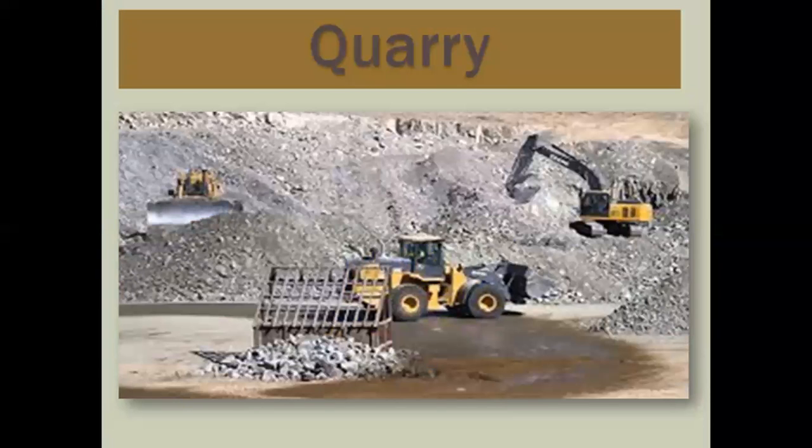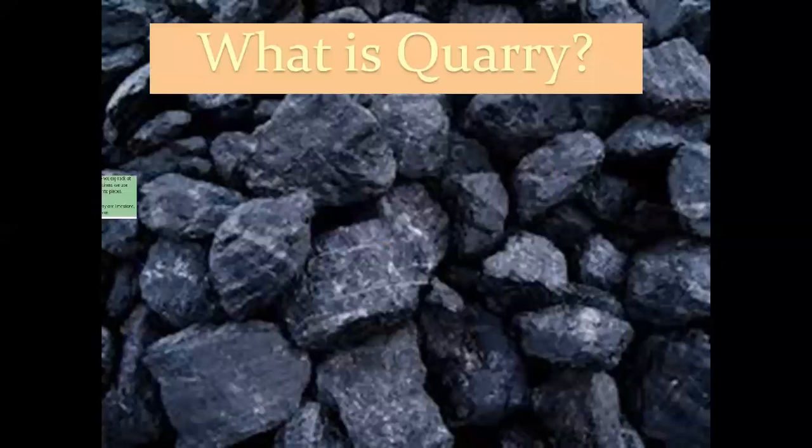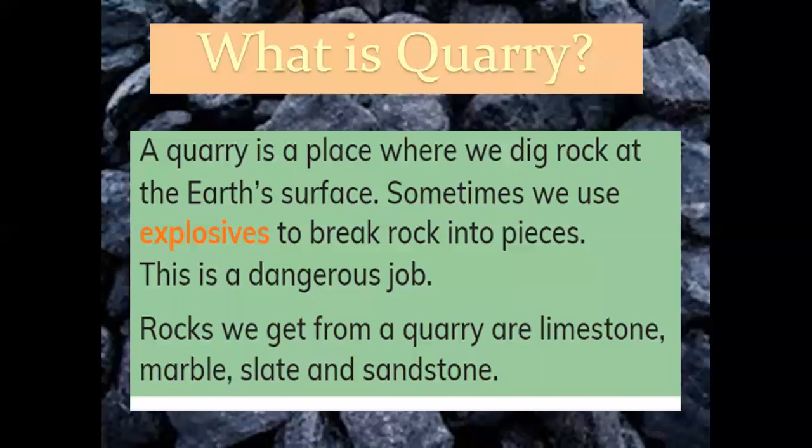Then we have quarry. Quarry, what is quarry? It is a place where we dig rocks at the earth's surface. Sometimes we use explosive to break rock into pieces. This is a dangerous job. Rocks we get from a quarry are limestone, marble, slate, and sandstones. So, quarry is a place where we dig rocks, okay, from the earth's surface. And sometimes we use explosives to break into pieces, like mountains, okay.